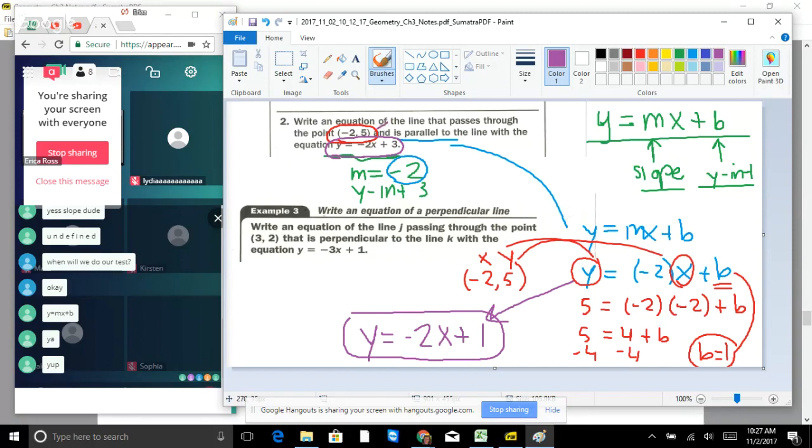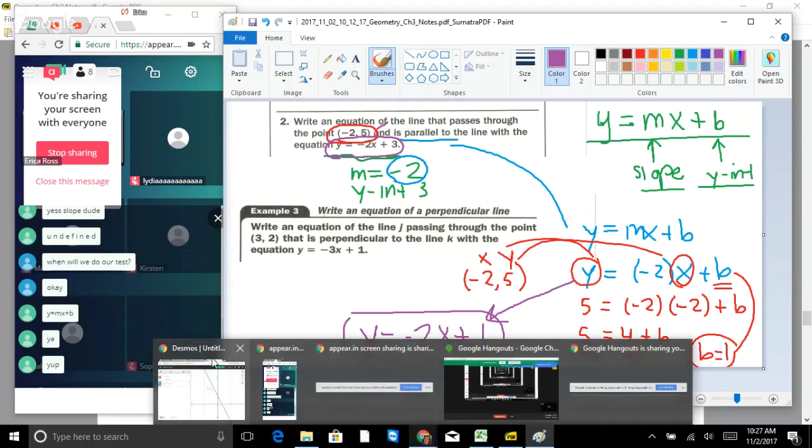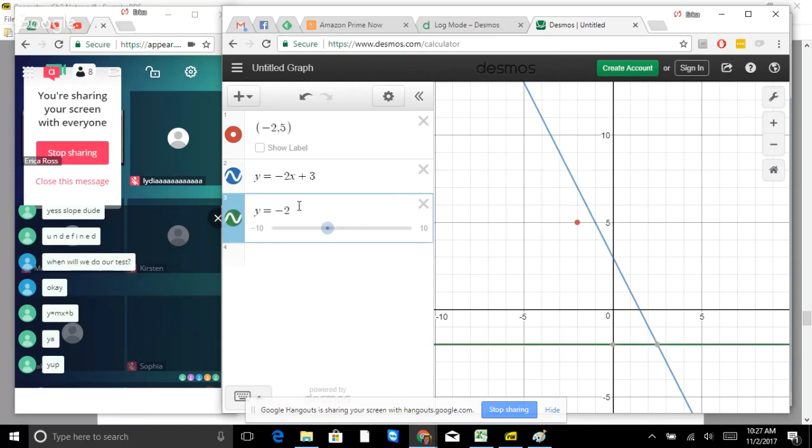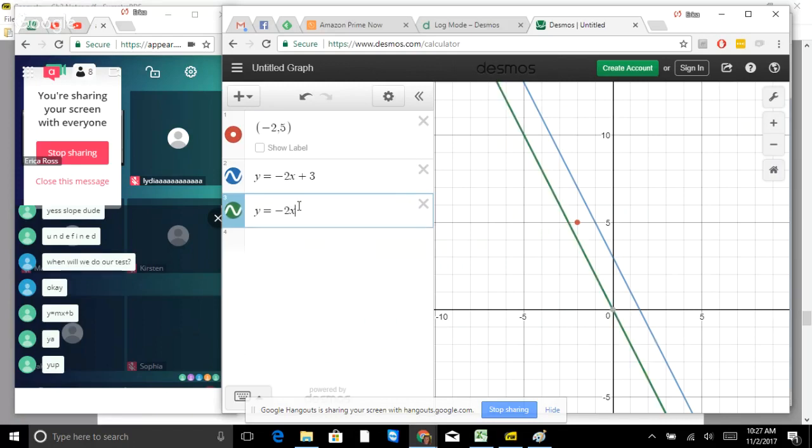All right, so now let's check, because we do have a graphing tool up, let's check that the equation that we just found does meet those criteria. All right, so we said my new equation is y equals negative 2x plus 1. Did we do plus 1? Yeah, plus 1.